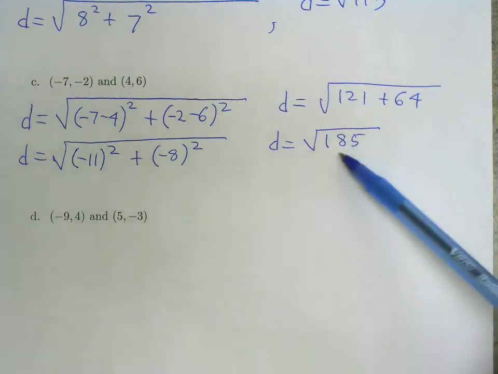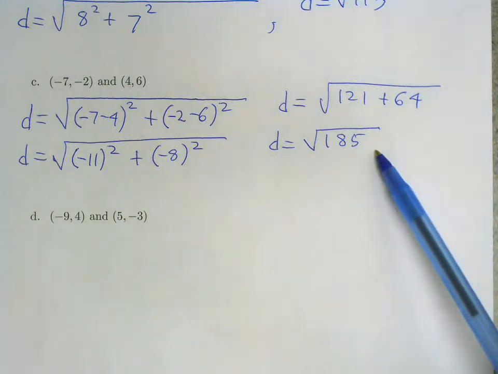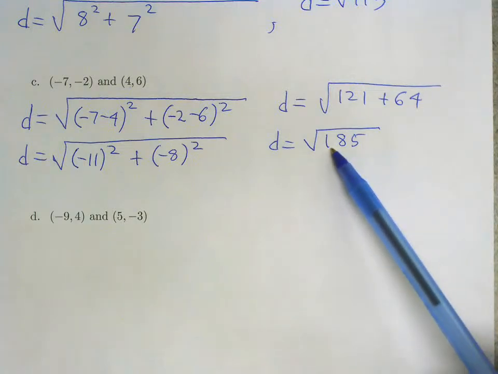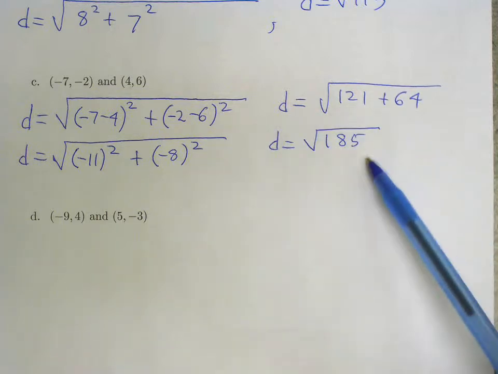So yeah, this won't simplify further because 185 is just 5 times 37. So this is the simplified square root.